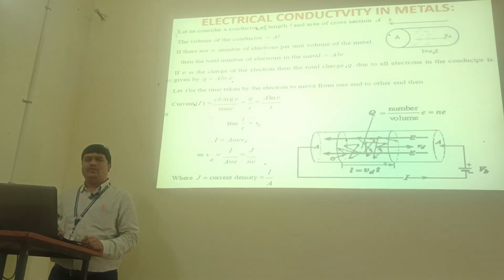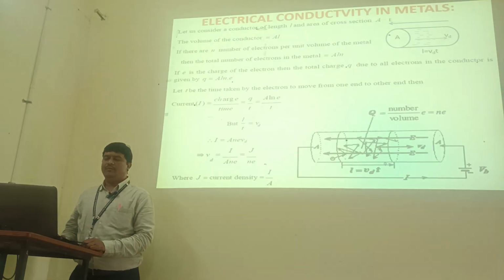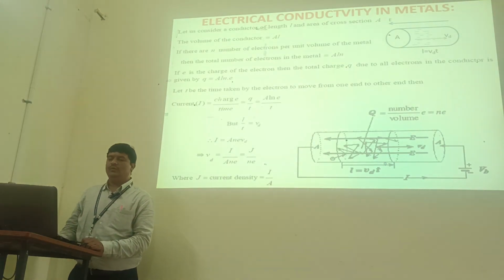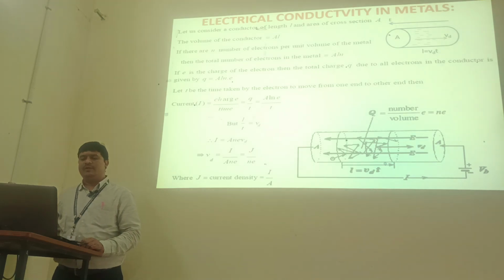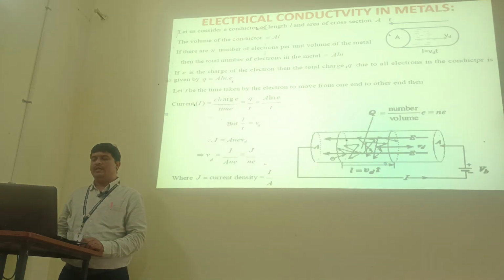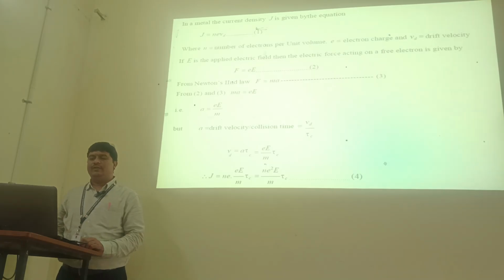Then the current I equal to charge by time, Q by t, equal to ALNe by t. Here L by t equal to Vd, so I equal to A N e Vd. Therefore, Vd equal to I by A N e, equal to J by Ne, where J is the current density, equal to I by A. So we get the current density J equal to Ne Vd.